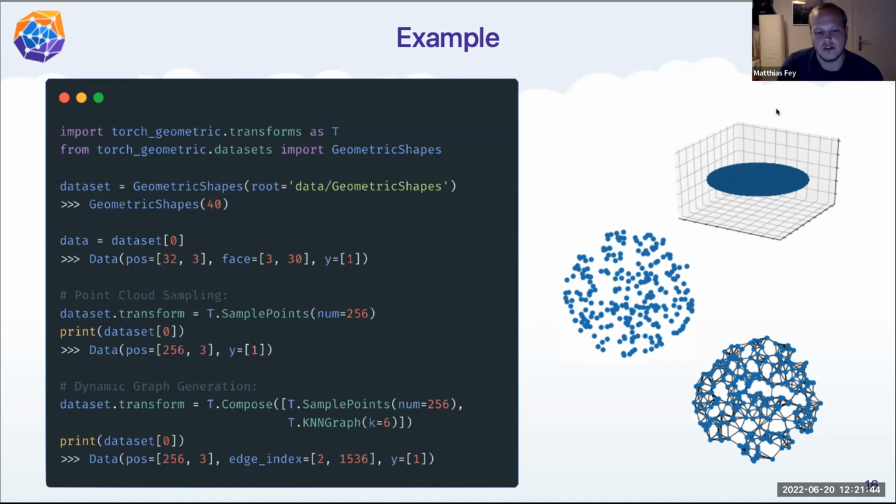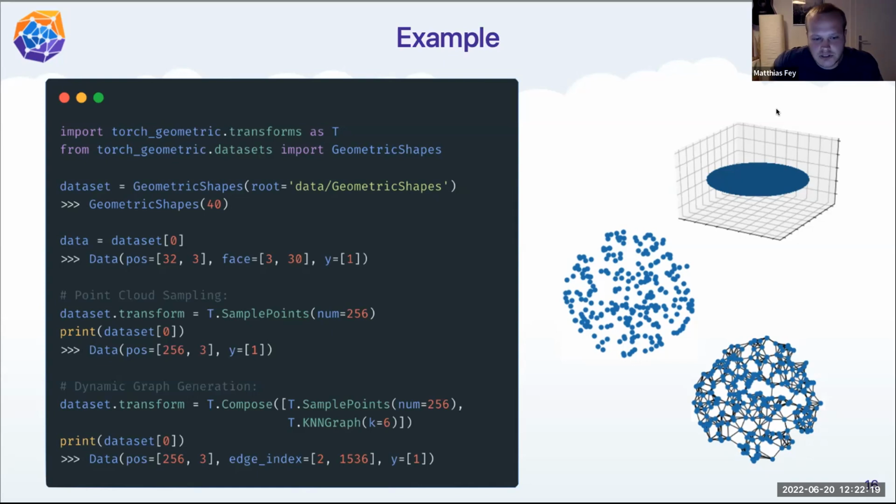And if you print that out, it gives a nice overview of what is actually contained in that graph, in that data example. So here we have a position matrix, which is of shape number of nodes times 3. It will have a 3-dimensional coordinate for each node or each point. It also has a phase matrix of shape 3 times 30, which means these are just the indices defining triangles in our mesh. And then we have this Y attribute, which denotes the category of our data object.